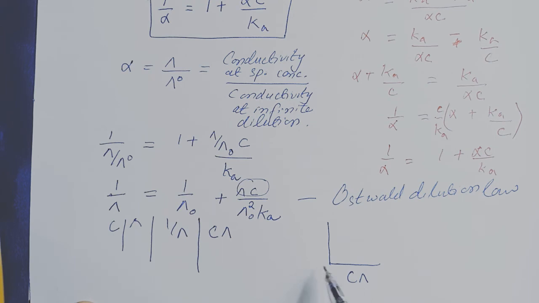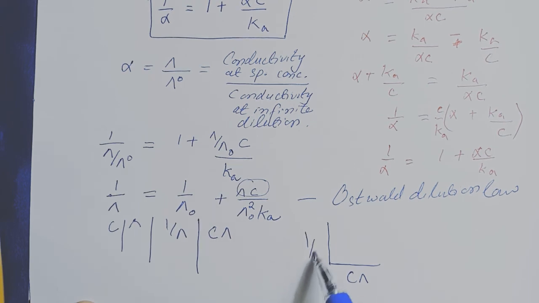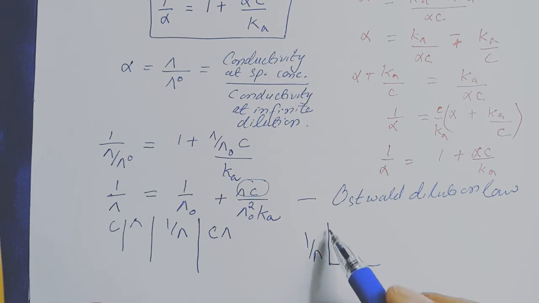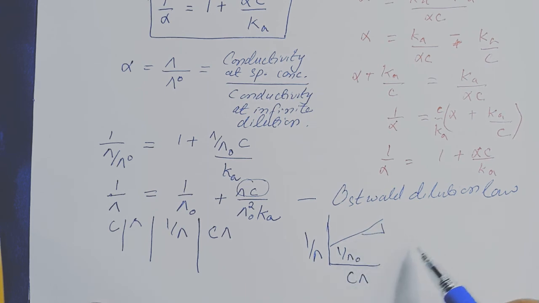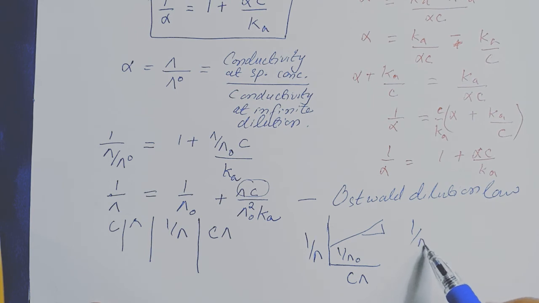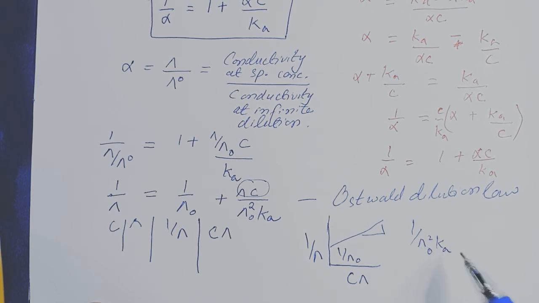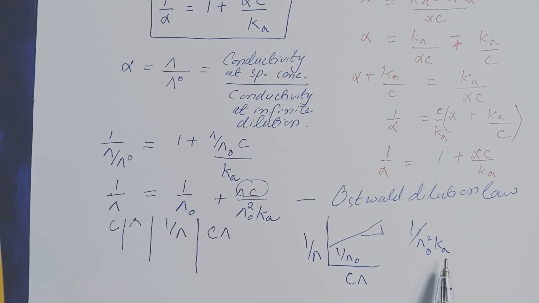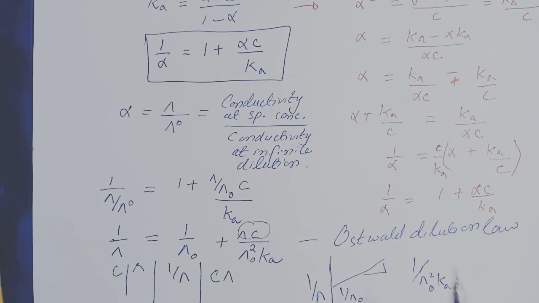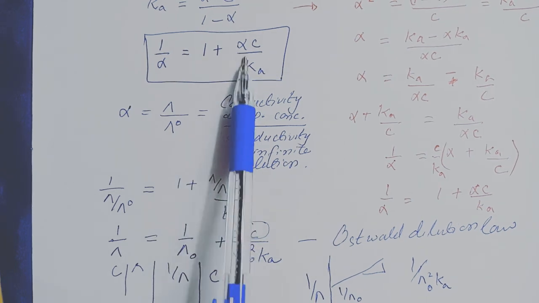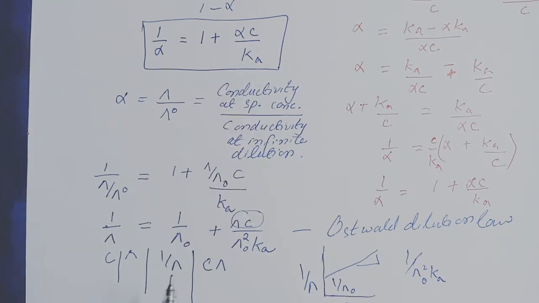So C lambda will be on the x-axis and 1 over lambda on the y-axis, and from the intercept we can calculate the conductivity at infinite dilution, and from the slope we can get the value of the equilibrium constant. And using this equilibrium constant, now we can calculate the value of alpha.